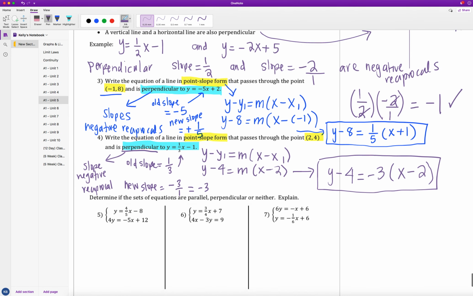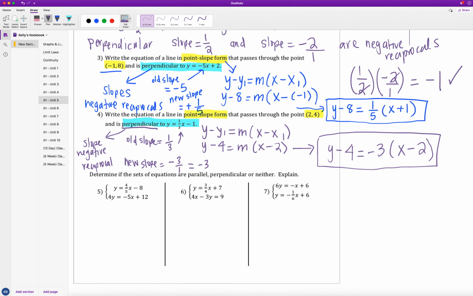In our last couple examples here, we're asked to determine if the sets of equations are parallel, perpendicular, or neither, and we want to make sure that we're also explaining our answer. So we need to have some work that is backing it up, and we need to have an explanation as to why we chose that answer. Let's look at question 5. Question 5 says y equals 4/5 x minus 8 and 4y equals -5x plus 12.